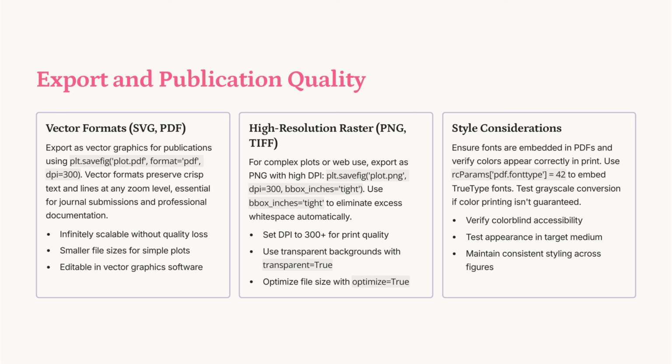Exporting plots in vector formats like SVG or PDF ensures crisp text and lines, ideal for publications. Use plt.savefig with format PDF and DPI set to 300. For web or complex plots, export as PNG with high dots per inch and bbox_inches='tight' to remove white space. Embed fonts in PDFs using rcParams pdf.fonttype 42 for consistency.